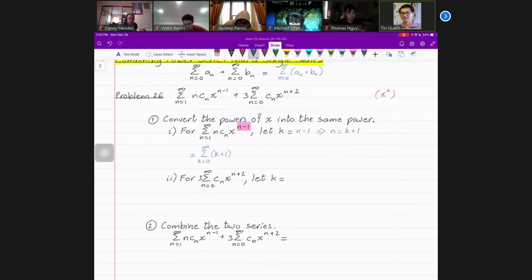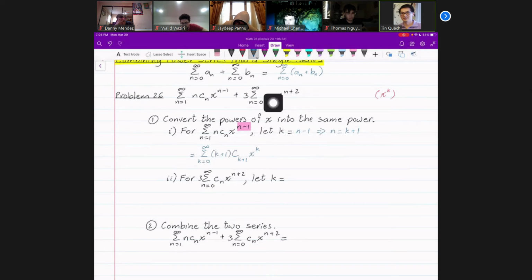And then I like to use a capital letter C, and then n is k plus 1, and then you have x to the n minus 1, which is k. Okay, so I just converted the first series into a series with x to the kth power. Now let's do the same thing for the second series.